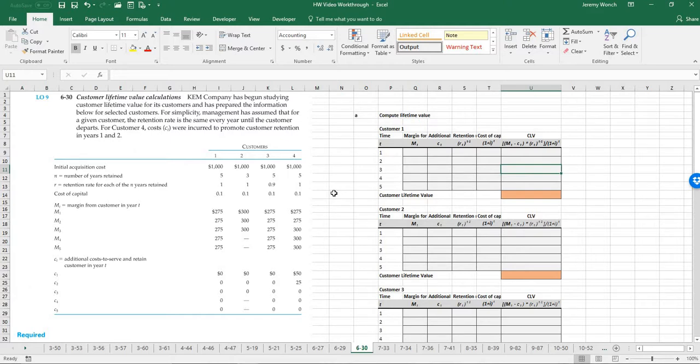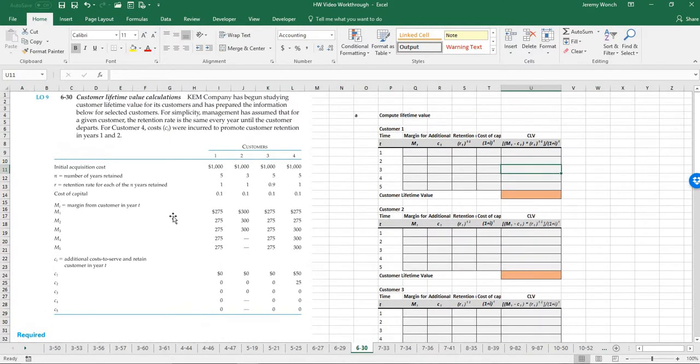So what this is, we're looking at different customers. Customers we have, we're going to keep them for a different amount of time. They're going to be retained for different periods. Each customer is going to have a different margin on how profitable they are. Each customer is going to have a certain cost to serve, kind of like we looked at in some of those earlier problems.